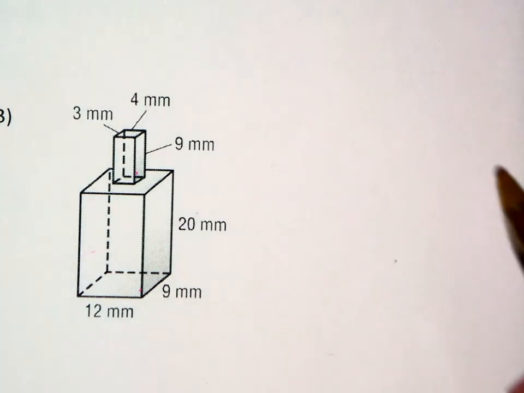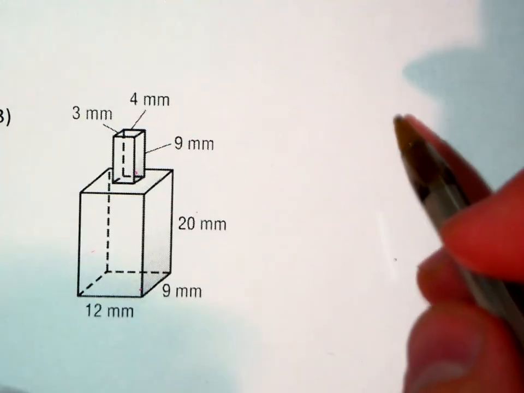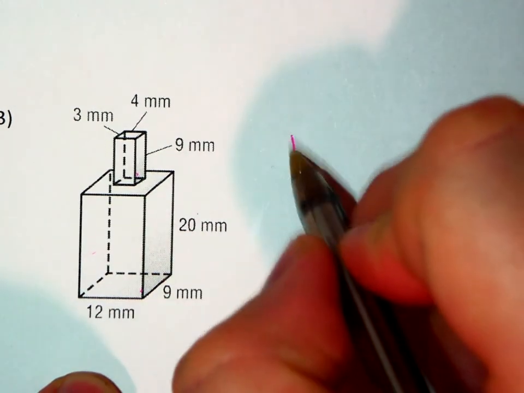Well, it'll start with 12 times 9 for one of my bases. So let's go ahead and calculate top and bottom.